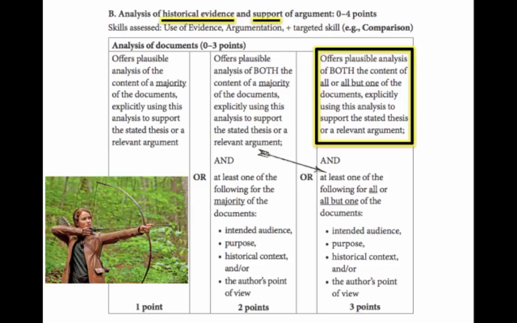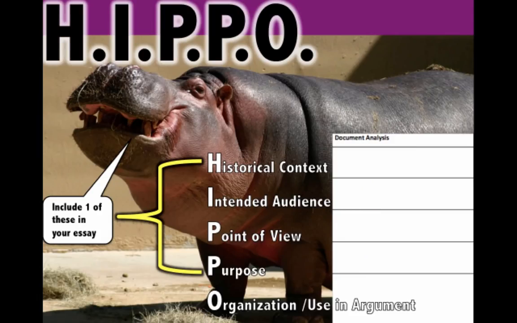What are your options? Well, there's a hippo. Only a hippopotamus will do. Hippo basically stands for historical context, intended audience, point of view, purpose. Any one of those hips, you do that, and you use that in your argument, you got that point. And if you do that for all but one of the documents, you get the full 3 points. Beautiful thing. So don't stress it. You could do this. We got this.